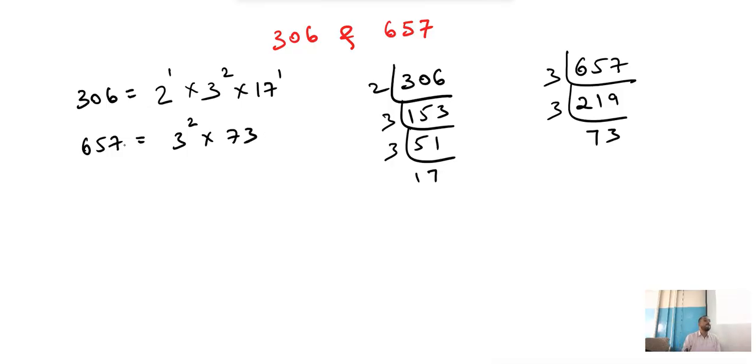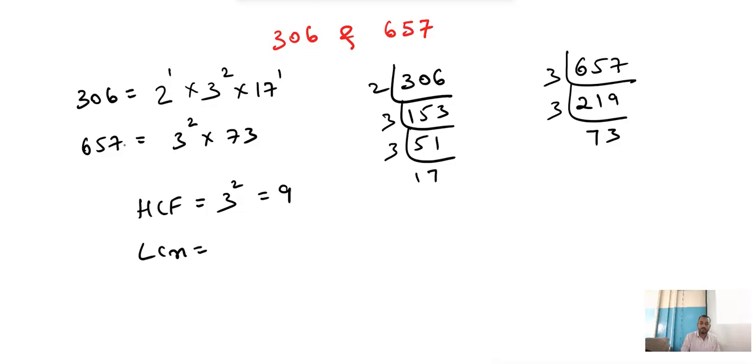Is this clear till here? Good. Now we have to find the HCF. How to find the HCF? Look, whatever number we have here, the same number we should have here also. Both places, the same number we should have, and we have to consider the minimum. 2: here we have 2, there no. 3: here we have 3, yes. We have to take the minimum only, which is 2. So 3 square is 9.